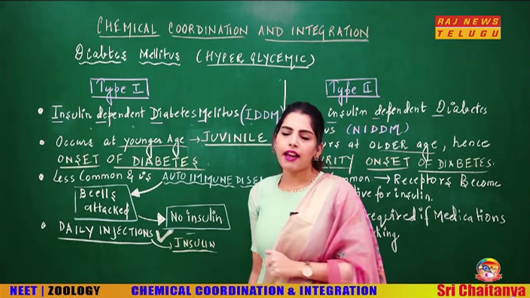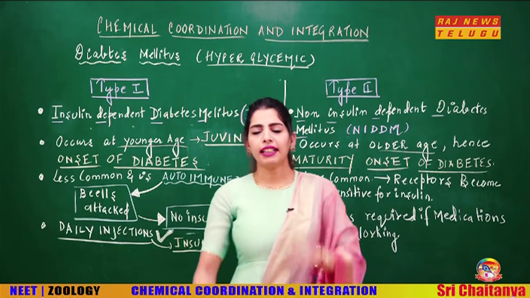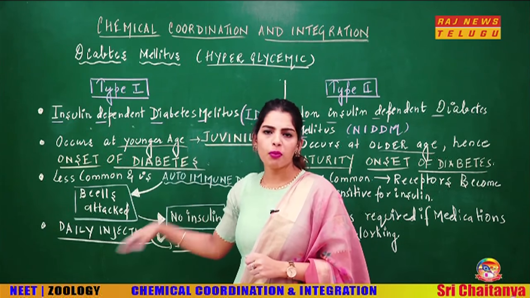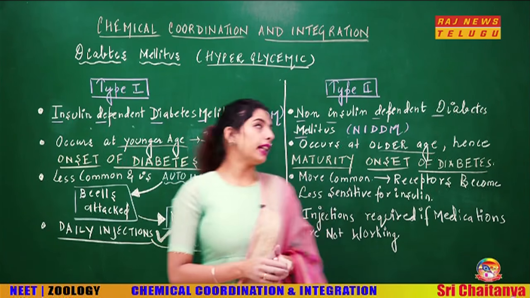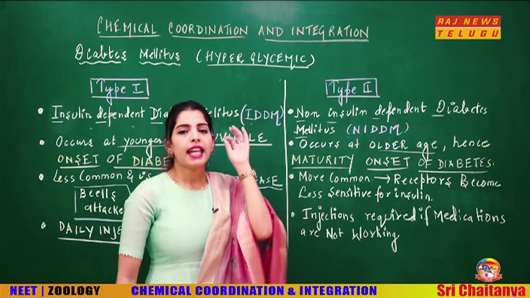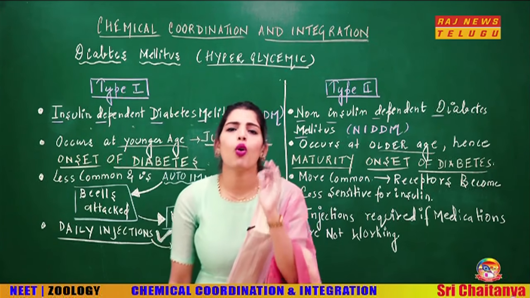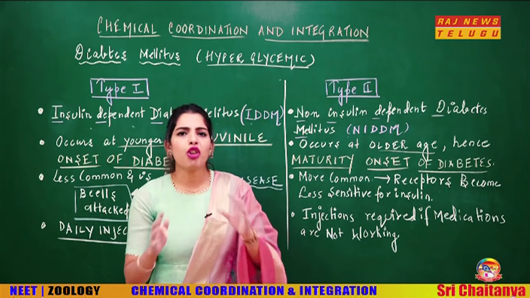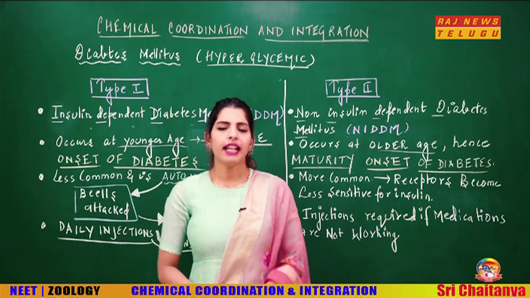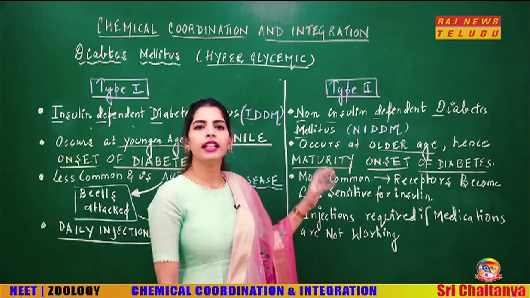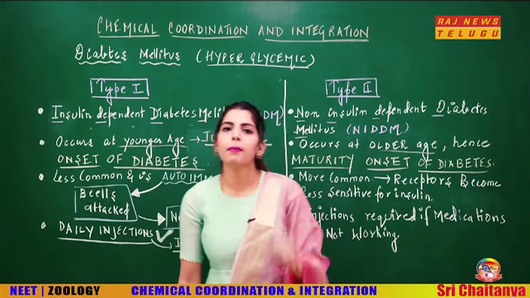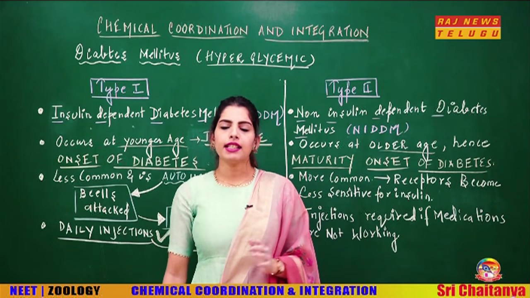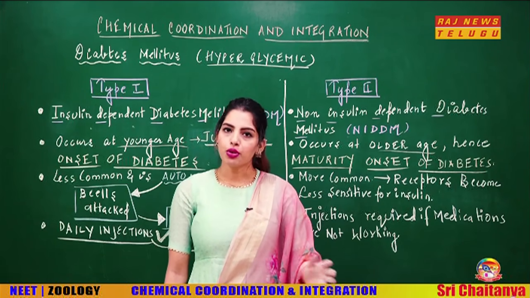In the last point, I have written that in type 1, daily injection of insulin is required because insulin is not formed, as beta cells are being damaged. But in case of type 2 diabetes, injections will be required only if the normal oral medications and your normal diet are not proper, okay? Only in that condition you require injections of insulin in type 2. So that's the comparison between type 1 diabetes and type 2 diabetes.